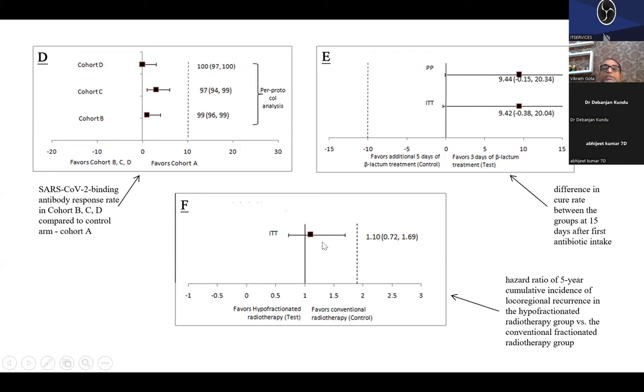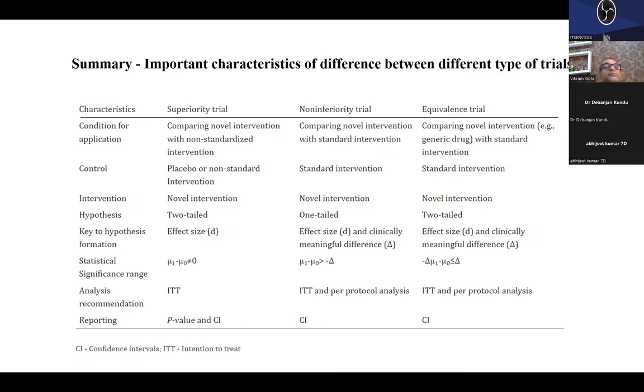That is because of the margin you set. You have set a very high margin. So that is something you should be very, very careful about. Just to make the sample size small, if you keep the margin very high, you may be successful in demonstrating non-inferiority, but it may not be clinically meaningful. Okay, so this is my last slide.